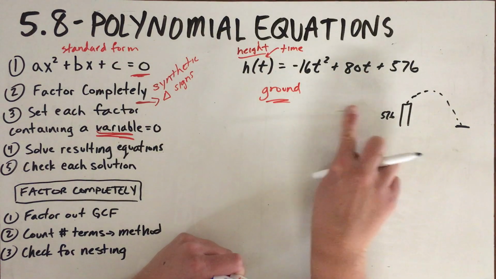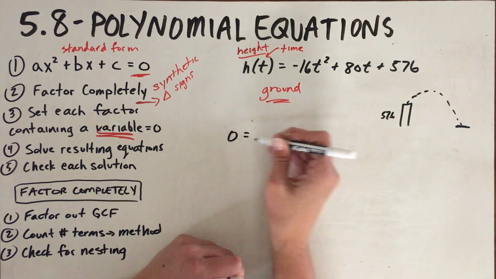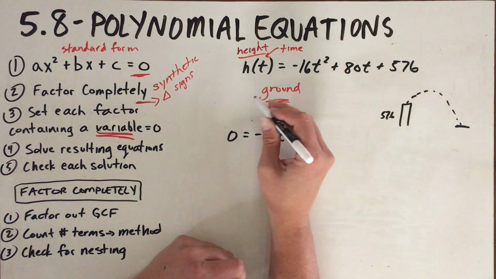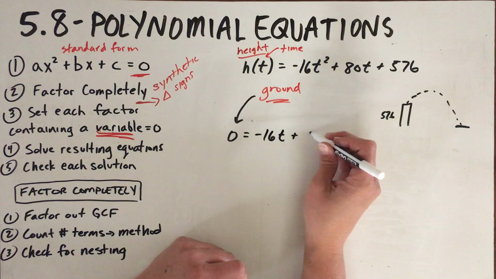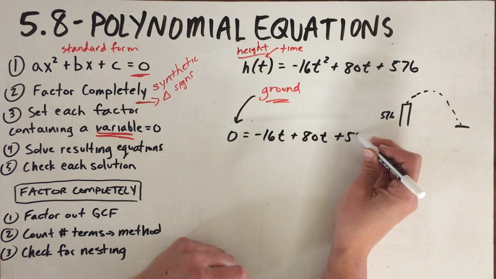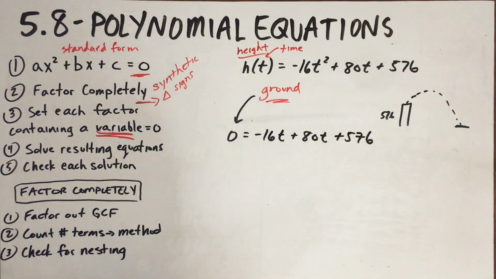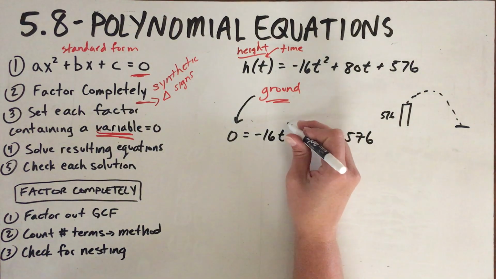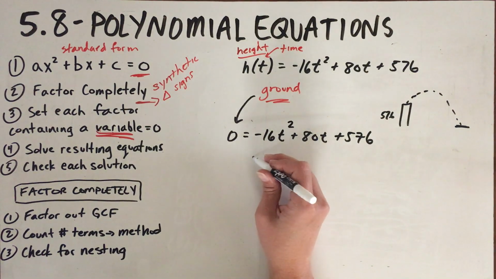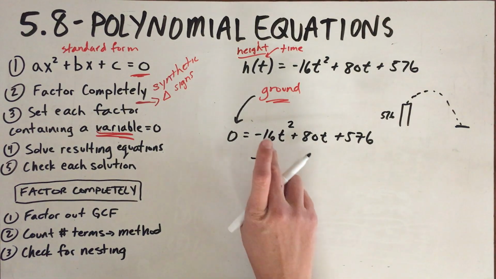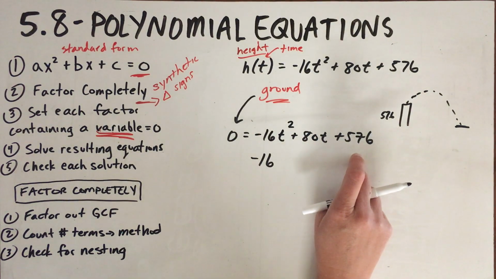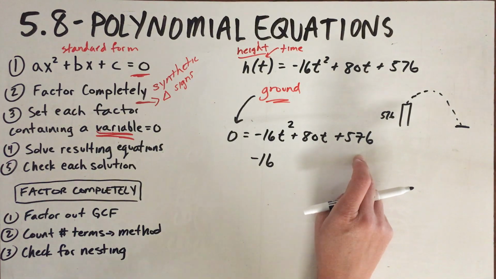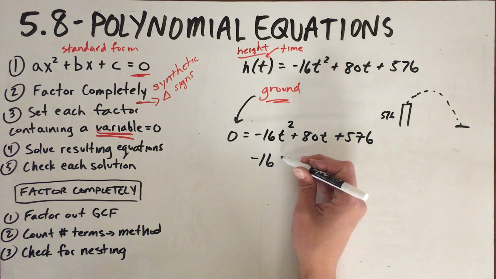Let me rewrite this down below. When it says hit the ground, that just means substitute this h of t for 0. So when I do that, my first step is going to be to factor out the GCF. Because I have a leading coefficient of a negative, I have to factor out the negative 16. Well, that is the common factor. 16 goes into 80, and it goes into 576 36 times. So there is a common factor there.